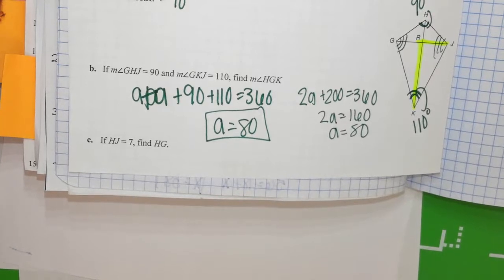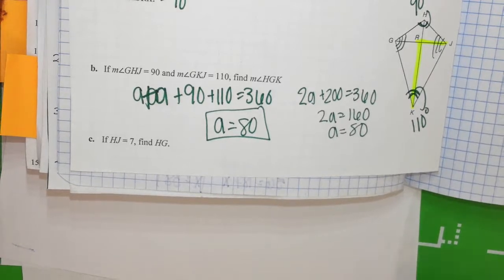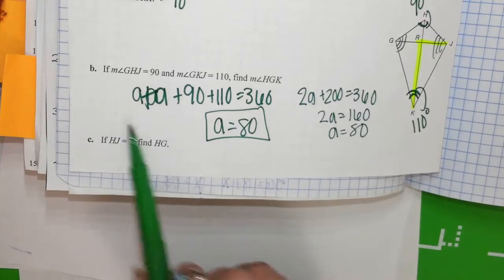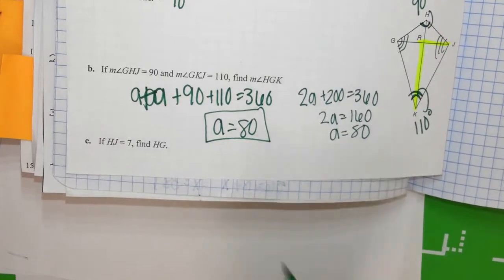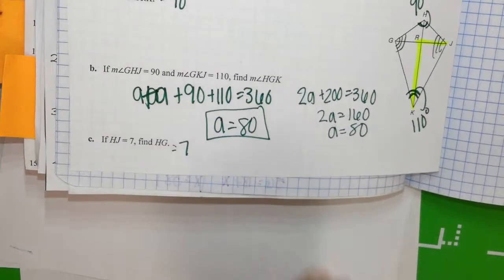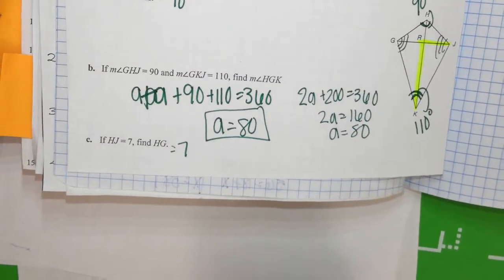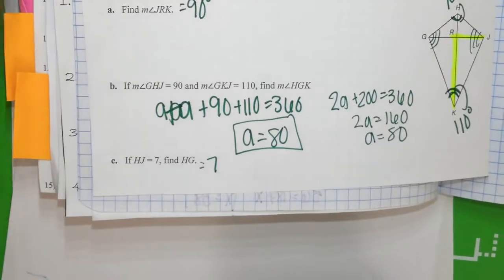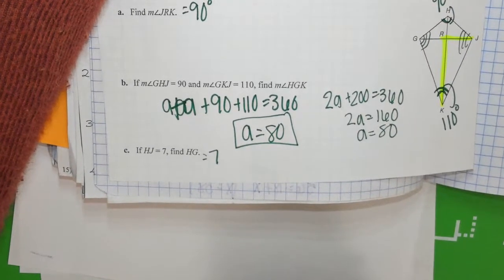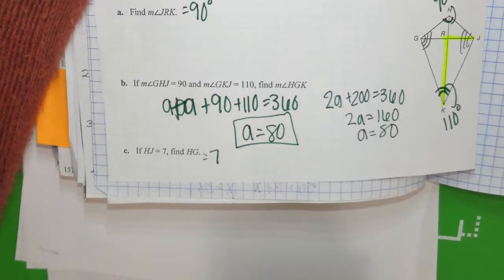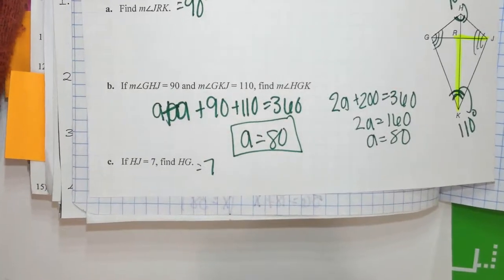What is happening? Okay. Alright, now the last one says, if HJ is 7, what is HG? How do you know that? Look at us go. Take a point. How do we feel about kites? How do we feel about trapezoids?